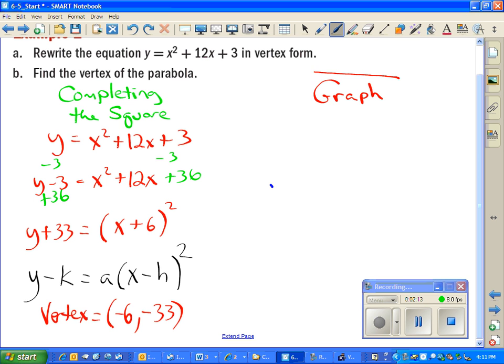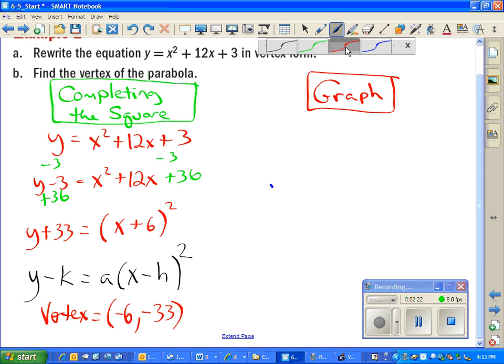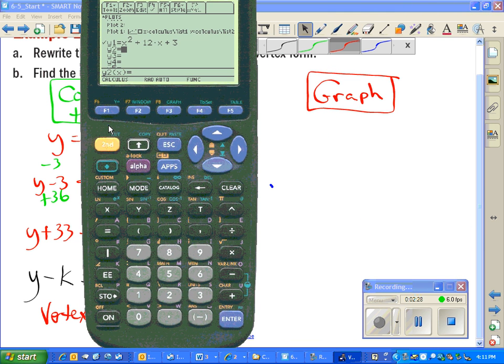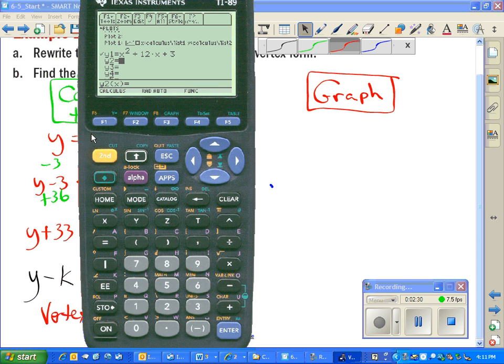Now, the graph version. We just completed the completing the square version. Now we'll do the graph version. You're welcome to do whichever one you choose. In this case, we'll take the equation x squared plus 12x plus 3. We'll graph it. I'm going to choose a standard window to start, not having any additional information, guessing that that's an okay one.